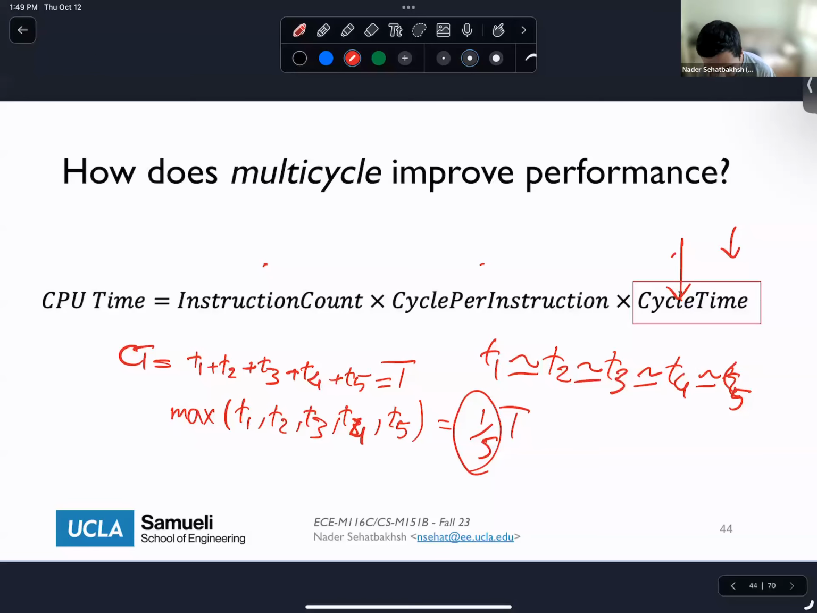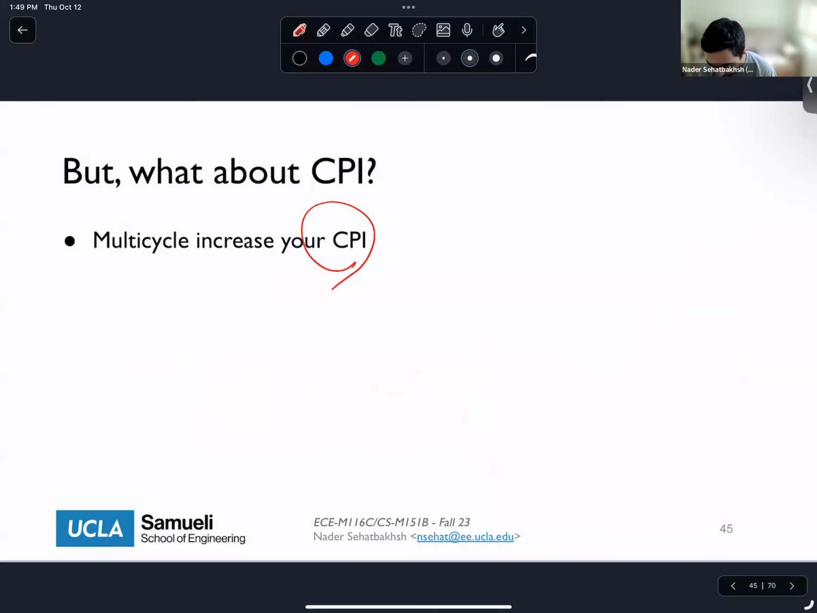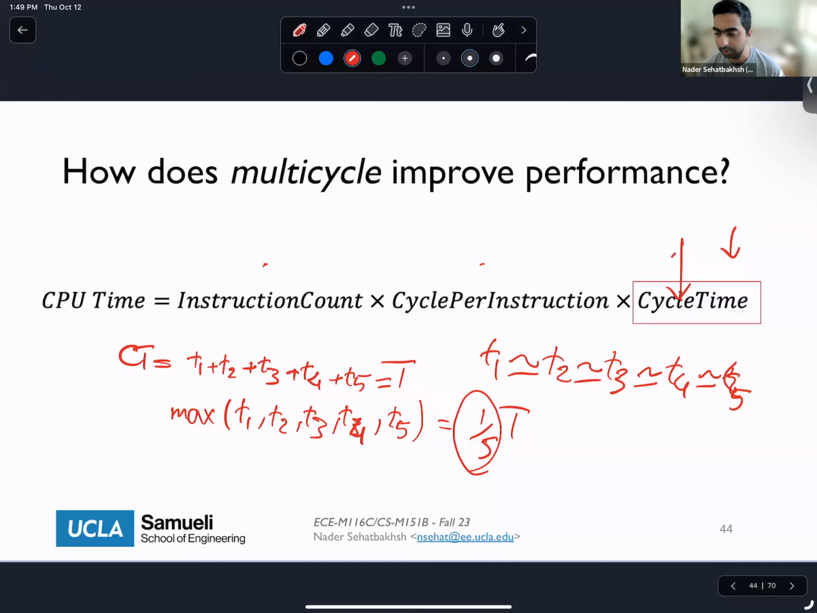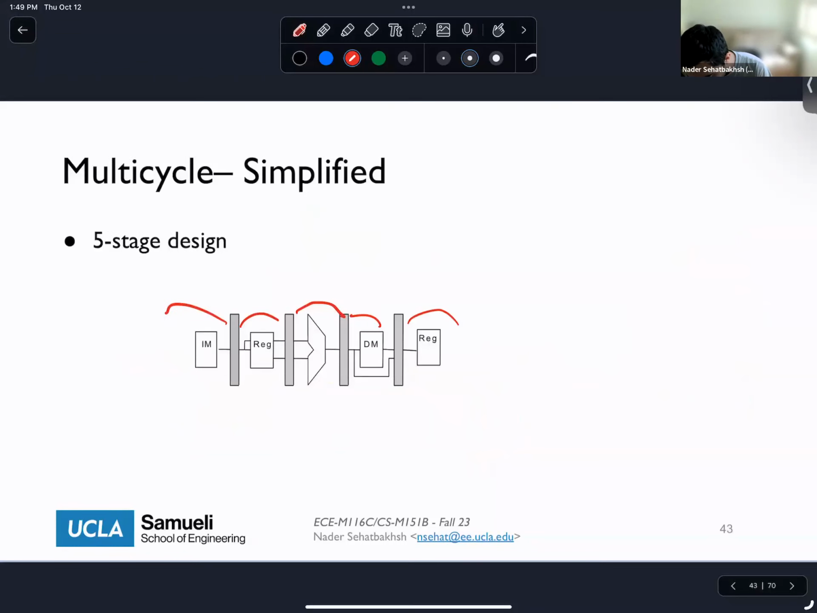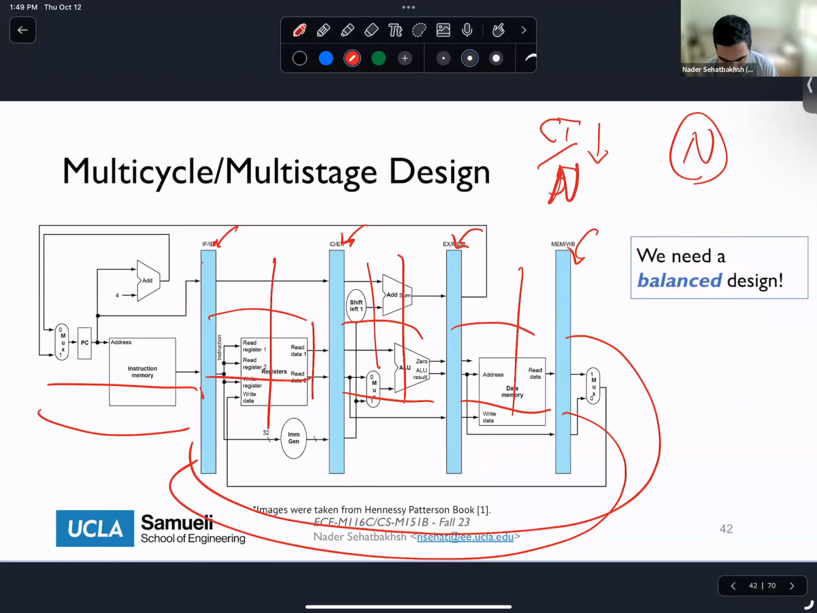But one thing that won't reduce is CPI. What will happen to the CPI is that my cycles per instruction is not 1/5, because what is really happening here is that the same instruction has to go through 5 cycles. So my CPI is actually 5.